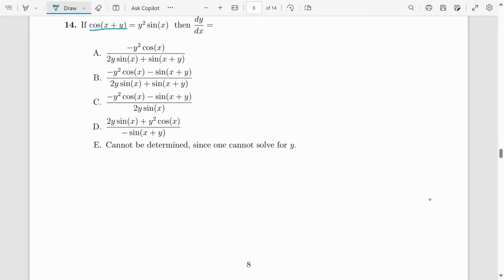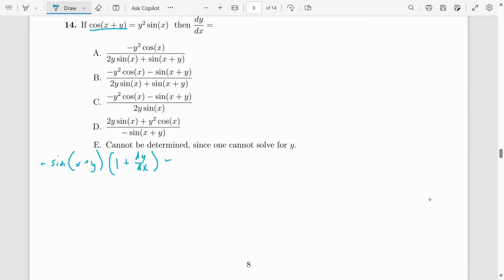On the left-hand side, the derivative of cosine is negative sine. So this is going to be negative sine of x plus y. Chain rule, we've got to multiply by the derivative of the inside. So multiply by the derivative of x, which is 1, plus the derivative of y, which is also 1, but we just took the derivative of something with a y in it. So we have to multiply that 1 by dy over dx.